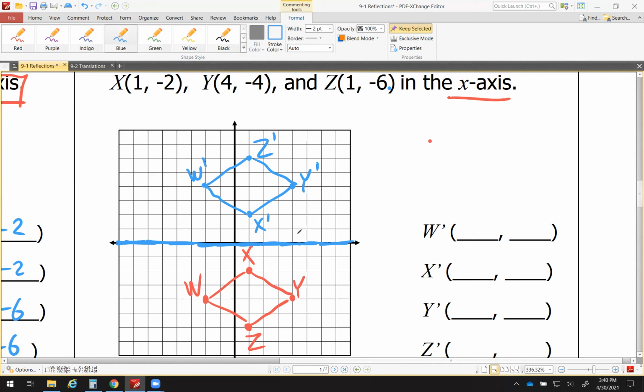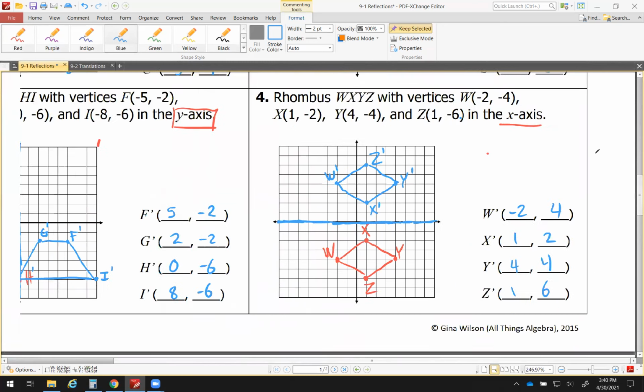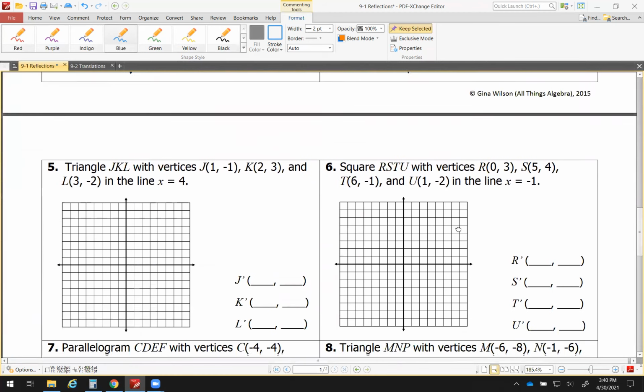And notice that the reflection changes the orientation and the position. Okay? Reflection changes the orientation and the position. Doesn't change the size though. I don't even know if we're going to get to the one that changes the size. We'll see. So W prime -2, 4, X prime 1, 2, Y prime 4, 4, and Z prime 1, 6. Those are the coordinates.